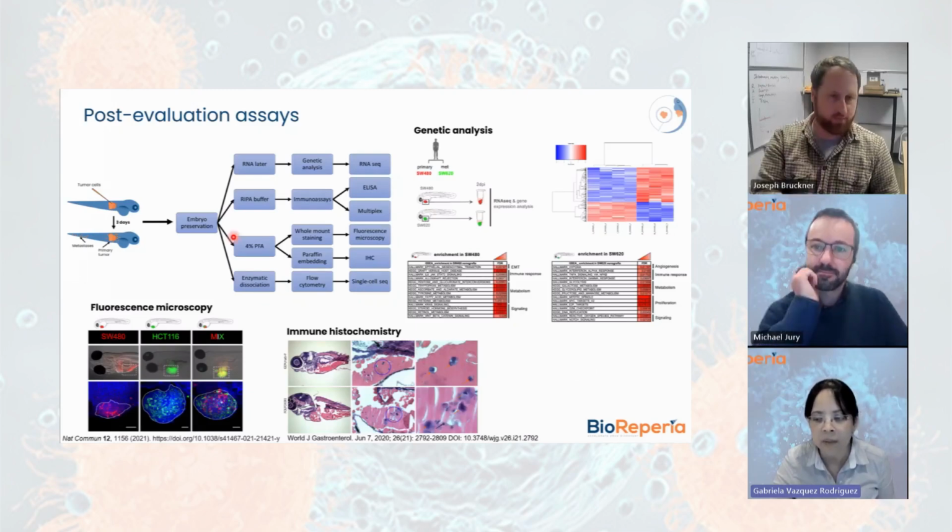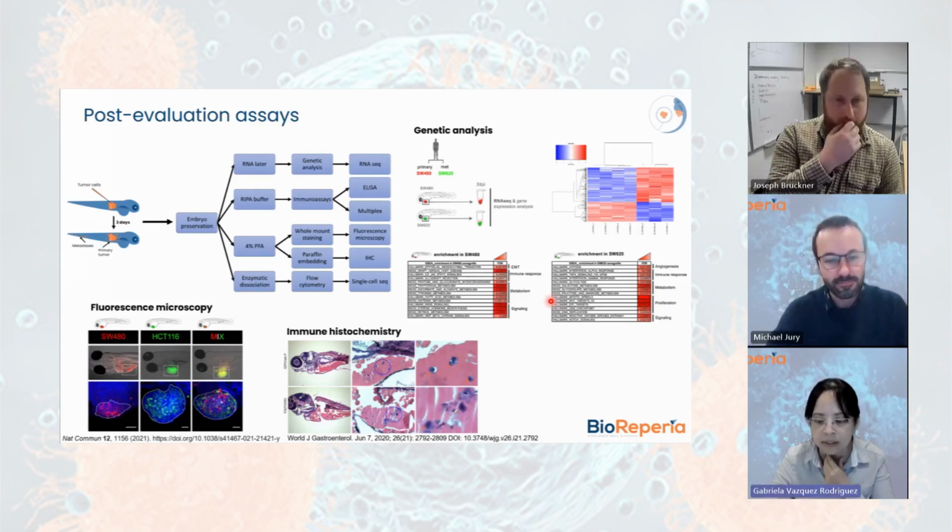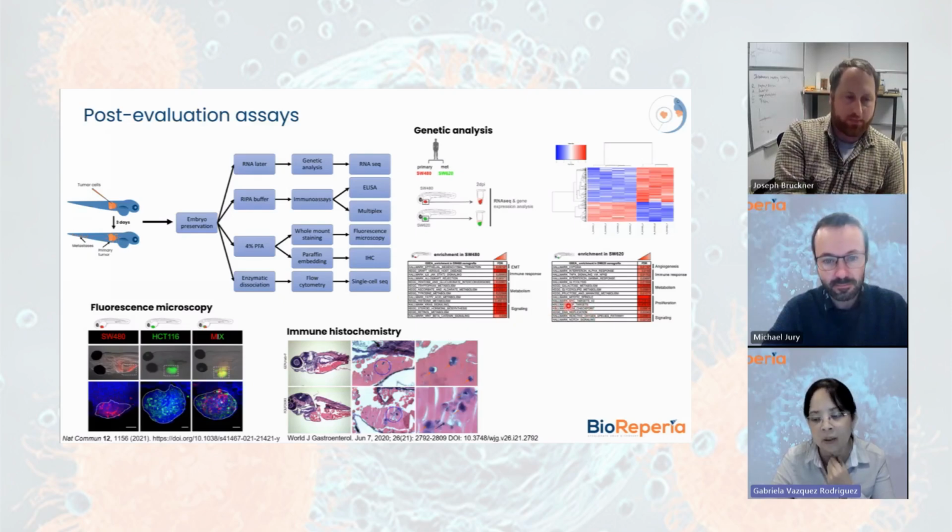For this purpose, the zebrafish embryos can be preserved in a variety of solutions. For example, RNAlater can be used to preserve tumor-bearing embryos for further RNA-seq analysis and comparative transcriptomic analysis, as Joseph was mentioning earlier, between the cell line-derived xenografts, as seen in this example figure, to evaluate gene enrichment in different biological processes, such as immune response, metabolism, signaling, or genes involved in the epithelial to mesenchymal transition, proliferation or hypoxia, and also angiogenesis. Another thing that can be done is to lyse the embryo in lysis buffer to generate lysates for protein biomarkers and evaluate this by ELISA or multiplex assays.